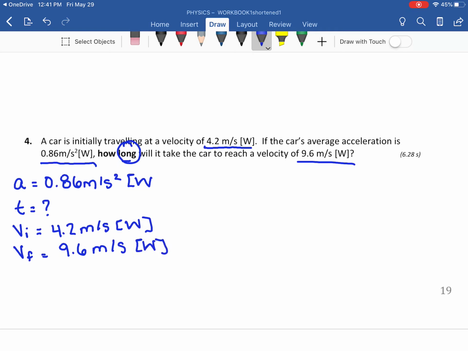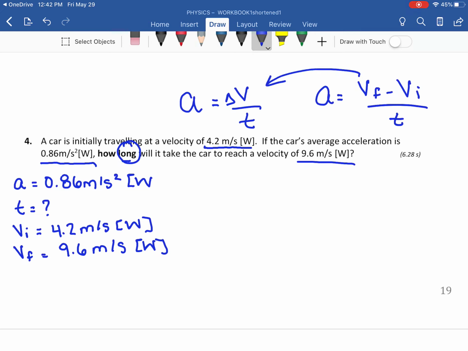When we're solving for acceleration, we know that there are two styles of formulas. There's the regular a equals v over t, but really that velocity is the change in velocity. So it can also be written as VF minus VI over t, where VF minus VI is the change in velocity. That's the formula we're going to need here because we have both velocities.